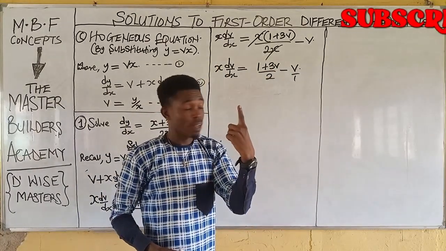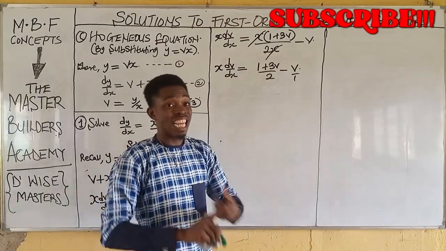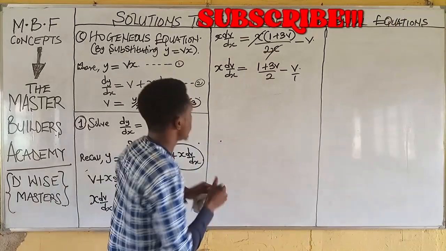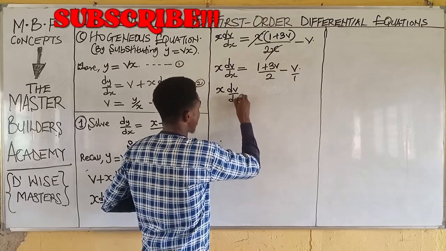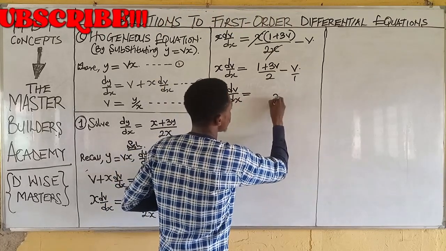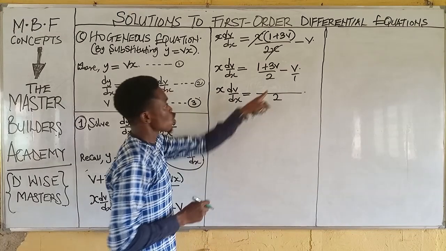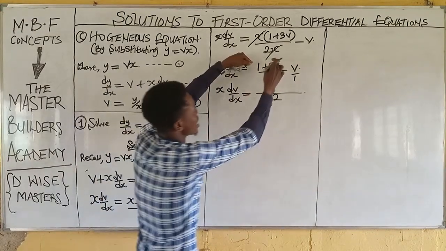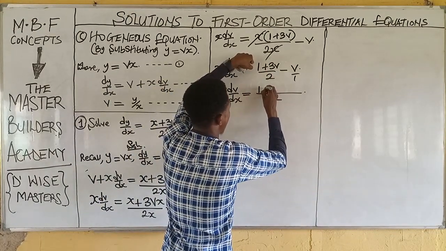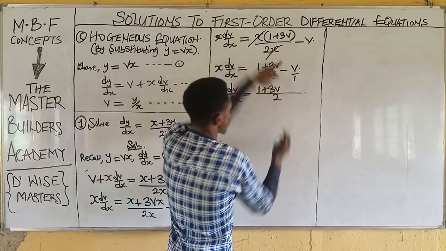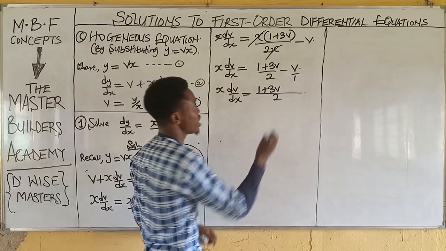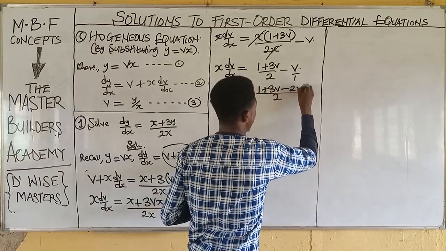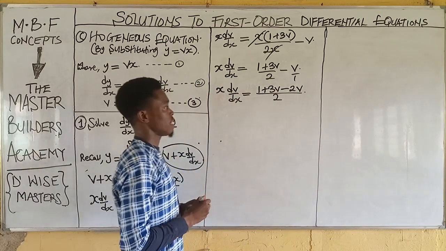And now, what's the LCM of 2 and 1? The LCM of 2 and 1 is 2. So this would have given us x dv over dx is equal to 2, that's the LCM. So 2 divided by 2 is 1, and 1 times the numerator will still give us 1 plus 3v. Now 2 divided by 1 is 2, and 2 times minus v, we are going to have this as minus 2v. This is it.